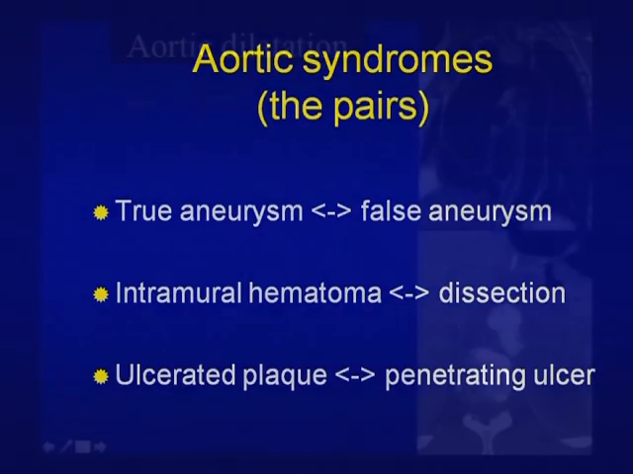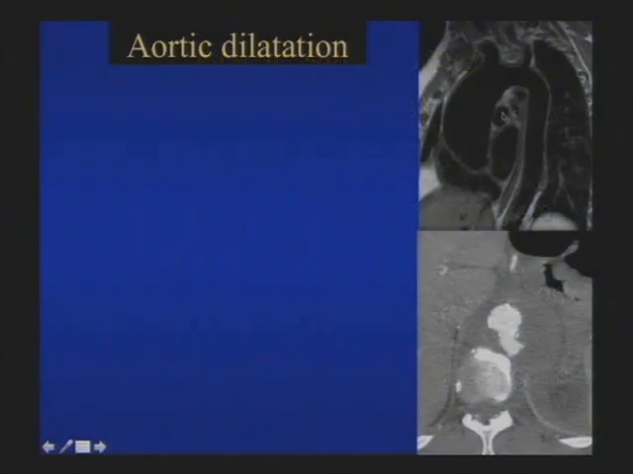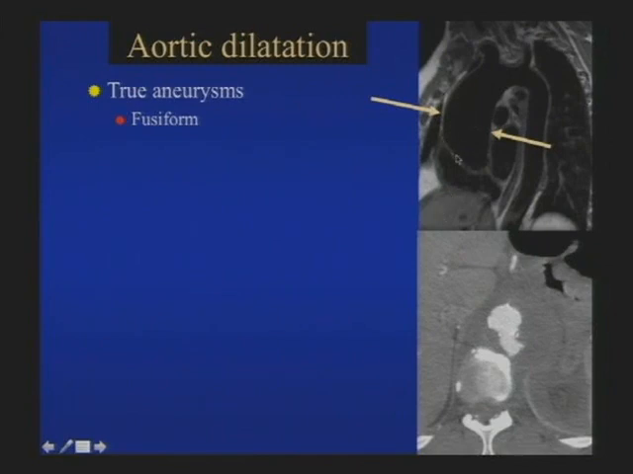Aneurysms are just dilatation of the aorta. And it's important to distinguish a true versus a false aneurysm because they tend to be treated differently, and one is generally a higher incidence of rupture compared to the other. Here's a nice black blood MRI, sagittal, showing a fusiform aneurysm. True aneurysms tend to be fusiform, involving the ascending thoracic aorta.